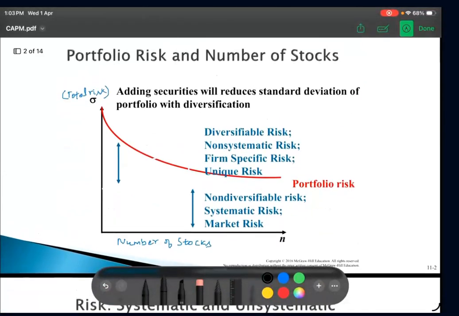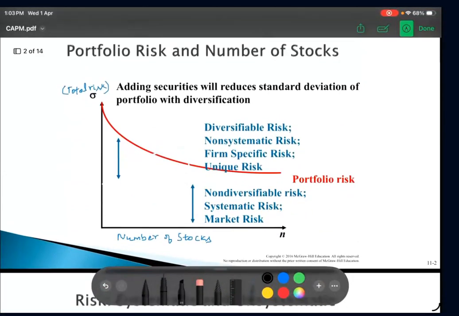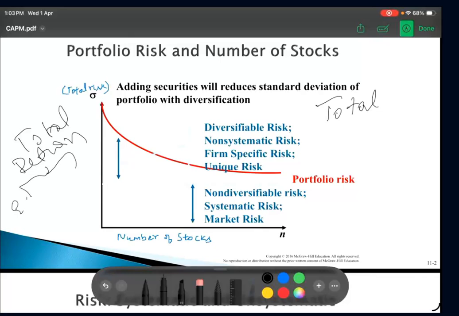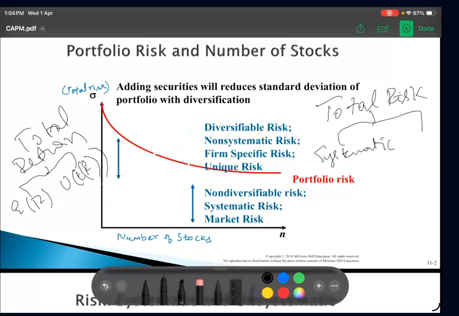What we are trying to understand now is the total risk. Last class we tried to understand total return, and total return has two components: the expected return and the unexpected return. In the same way, the total risk can be classified into systematic and unsystematic risk.